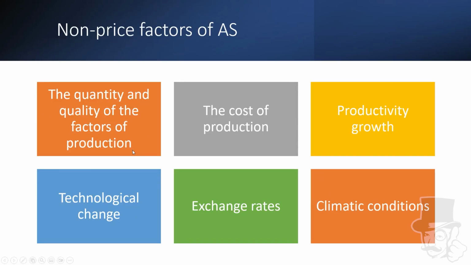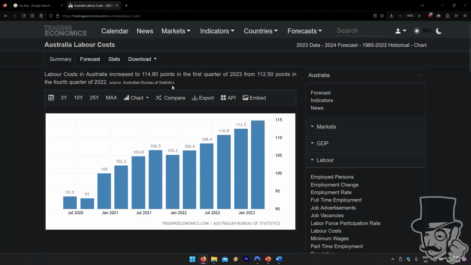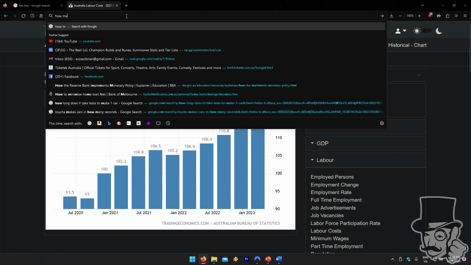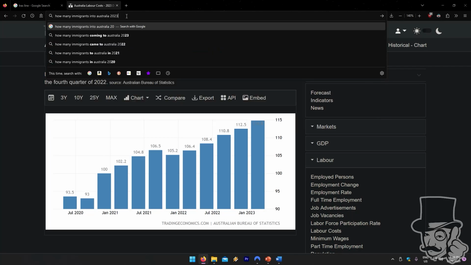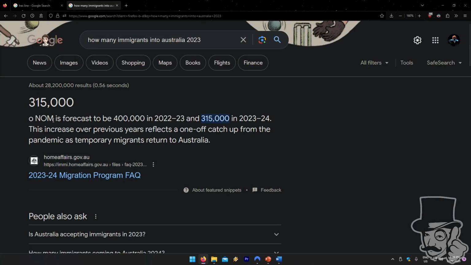And then the quantity and quality of the factors of production. Well, we got, I think, 160,000 immigrants coming into Australia. I think they're trying to get 400,000. Maybe it is 400,000, I can't remember. Let's take a look. Oh, yeah, there you go. Net overseas migration is forecast to be 400,000 in 22 to 23.